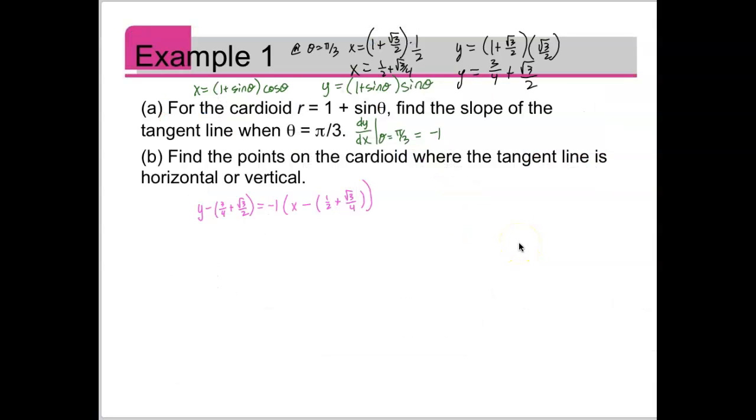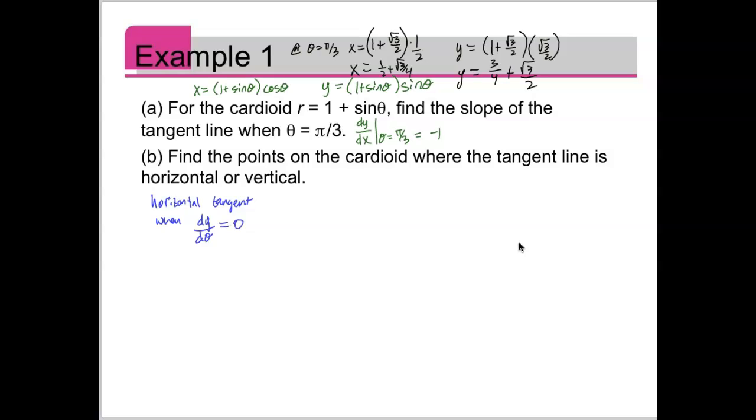All right, find the points on the cardioid where the tangent line is horizontal or vertical. So you will get a horizontal tangent when the numerator is 0. So that's when dy d theta equals 0. So let's just do that.